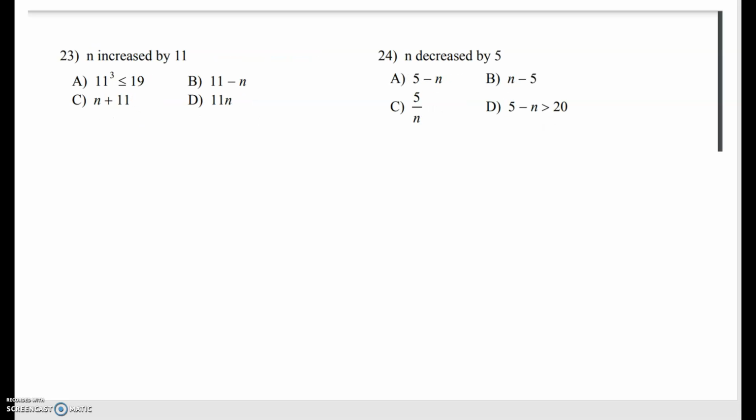Okay? Now, number 24 is a little bit different. Decrease by 5. Well, we know decrease means it loses. So it's either going to be A or B. Now, if I say that 10 was decreased by 5, I would say 10 minus 5. If I said 11 decreased by 5, I would say 11 minus 5. So my answer would be B.